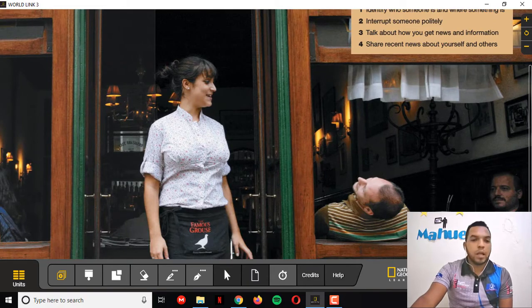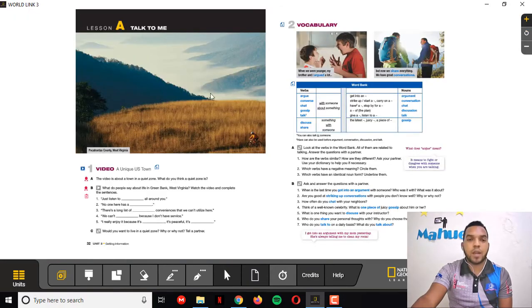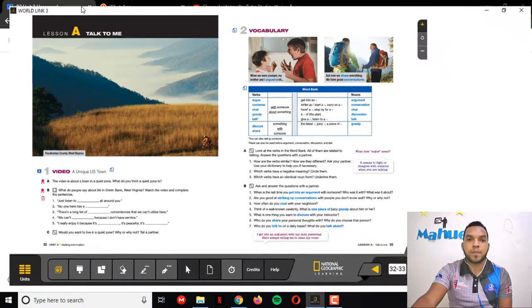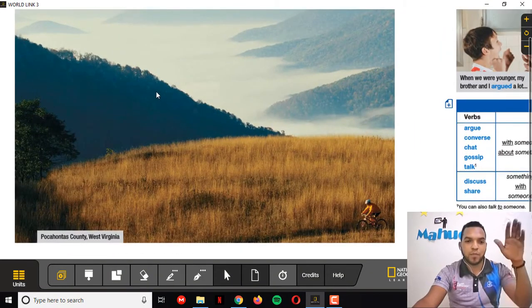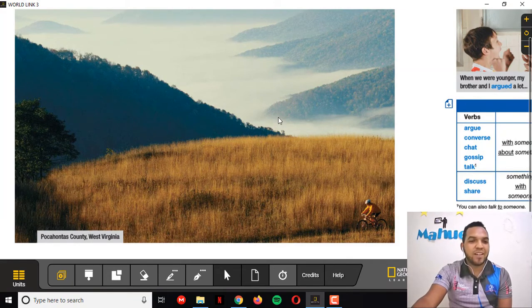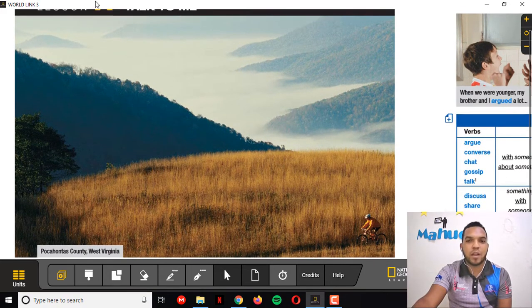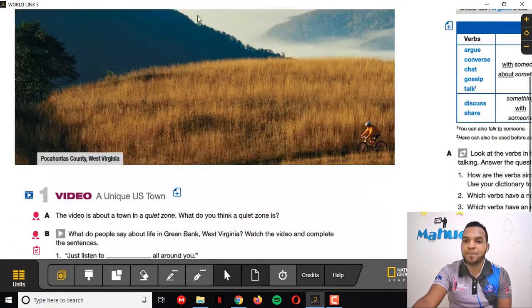And actually, in lesson A, here we have "talk to me", like when we say "talk dirty to me". So, Pocahontas County, West Virginia. Look how beautiful this is, guys.